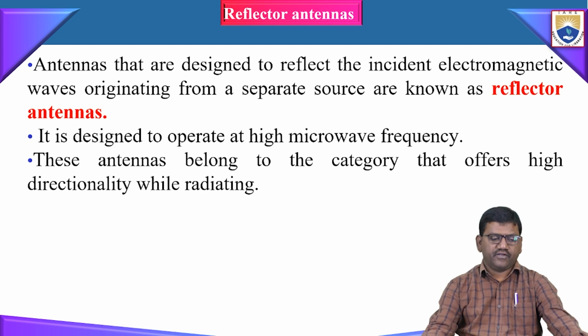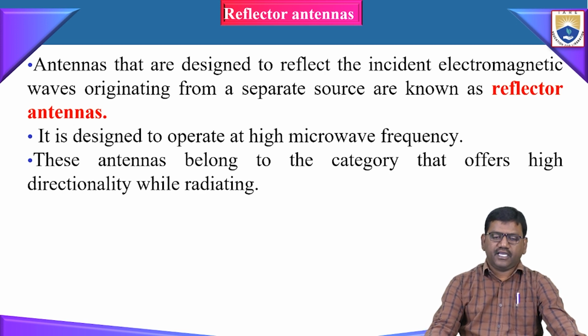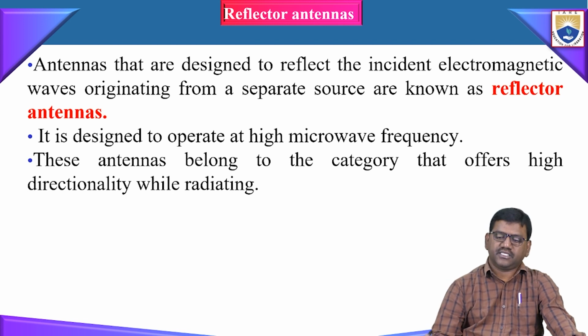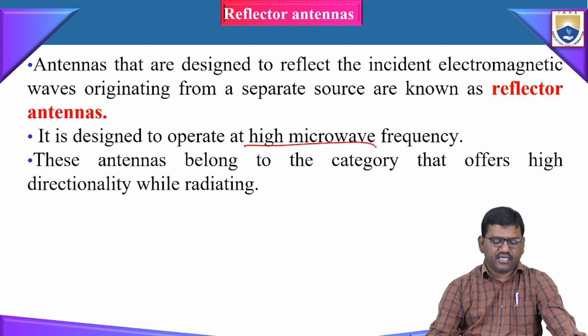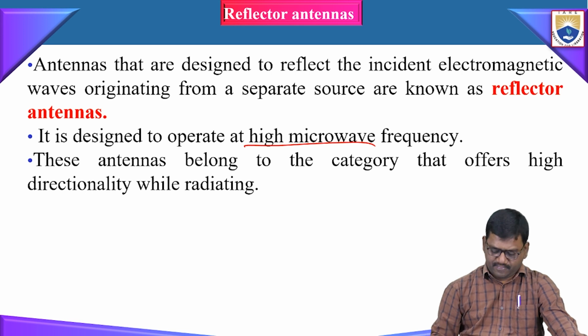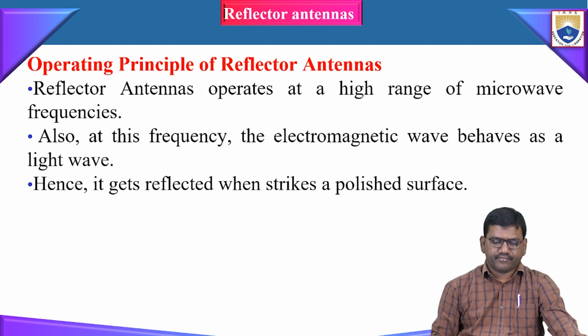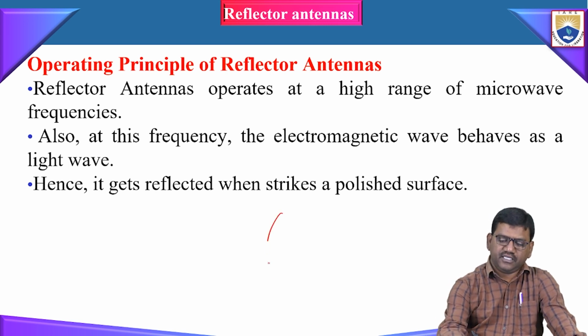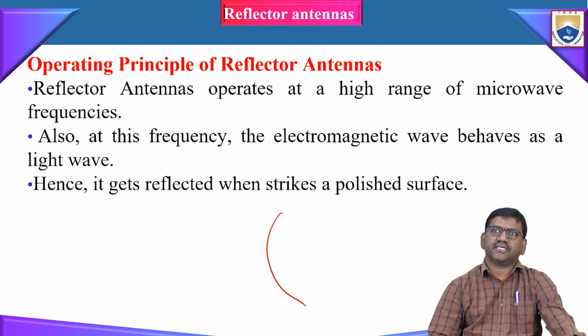The next antenna is reflector antennas. The antennas designed to reflect the incident electromagnetic waves from a separate source are known as reflector antennas. These reflector antennas also come under the category of high frequency antennas. So the range is very high frequency. These antennas belong to the category that offers high directionality while radiating. A reflector antenna needs another antenna for radiation to happen. So a reflector is basically one type of antenna. We need to excite this reflector antenna.